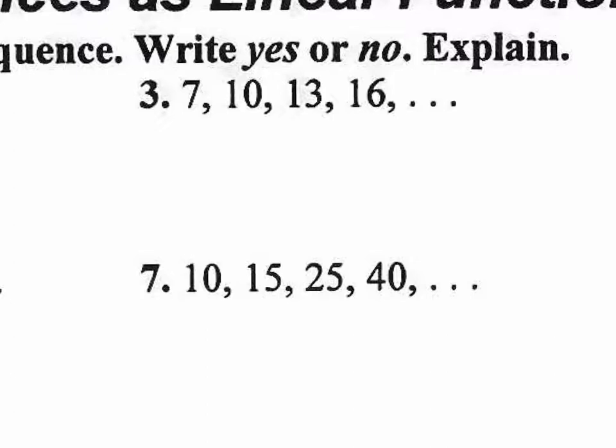So on number 3, there is a common difference. The D is equal to 3. Now, not only is it important to know that the D is 3, but you need to know how to find D. You got to pick a number, 10, and then subtract the number right before it. So 10 take away 7. That gives you 3.